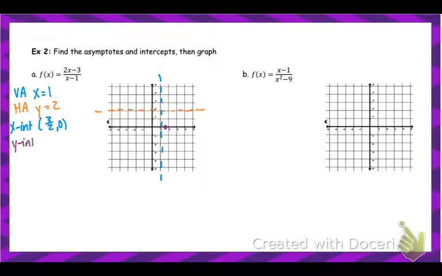Then we'll do our y-intercept, plug in 0 for x, and if I plug in 0, that gives me negative 3 over negative 1, so I get 0, 3 as a y-intercept.